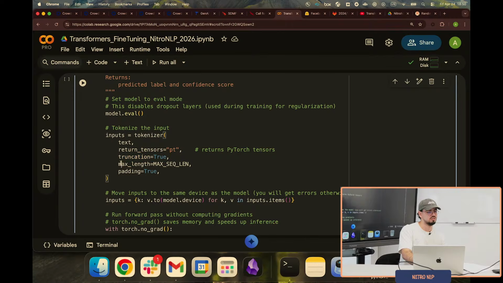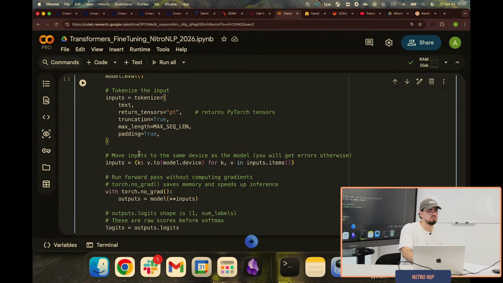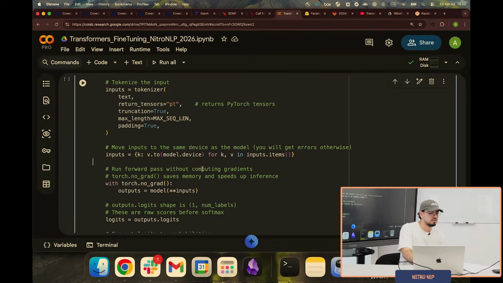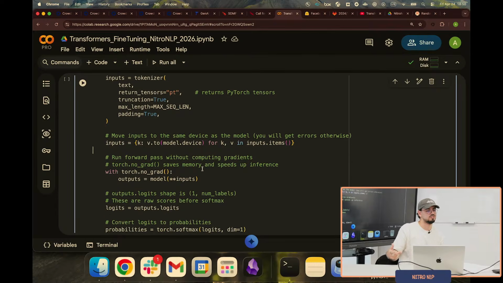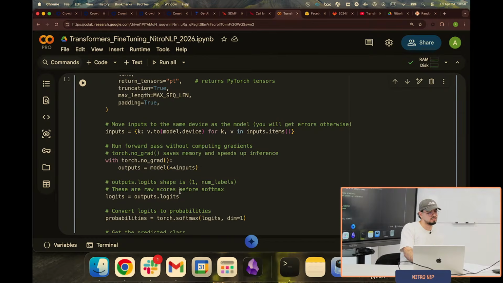Truncate it again with the max length, and because I was too lazy to do the data collator, I put padding through. Then you would need to move the inputs to the same device as the model. I actually had a bug and was not sure why, but you would otherwise get an error. And then run a forward pass without computing the gradients with torch.no_grad because it saves memory and speeds up the inference.